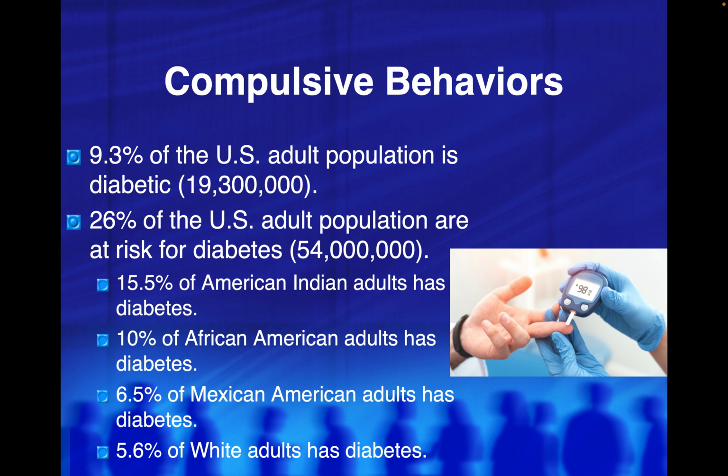9.3% of the U.S. adult population is diabetic. That's 19,300,000 people. 26% of the U.S. adult population are at risk for diabetes. That's another 54 million people. 15.5% of American Indian adults has diabetes. 10% of African American adults has diabetes. 6.5% of Mexican American adults has diabetes. 5.6% of white adults has diabetes.